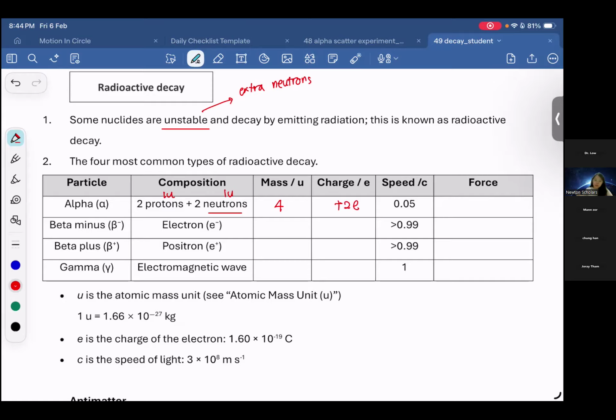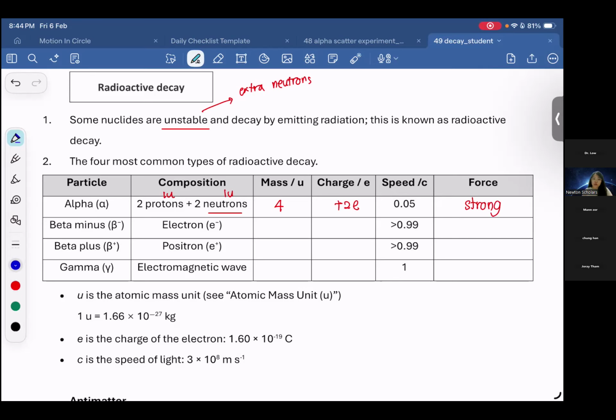Okay, so just now we said that the proton and neutron hold strongly. The nuclear force is actually the strong force holding them together. If not, they will repel because positive and positive are trying to repel. But why they can still be held strongly in the nucleus is because the nuclear force is strong enough to hold them together. Okay, beta minus.